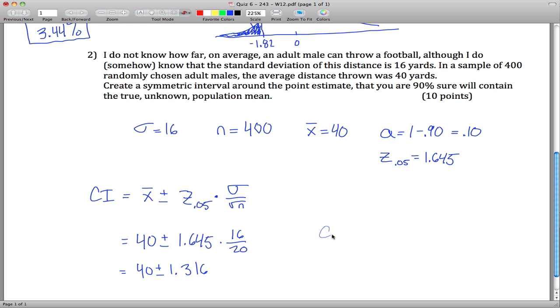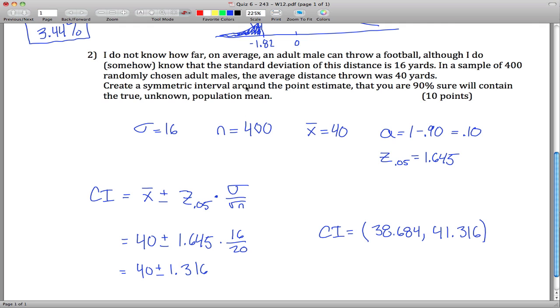So we get that our confidence interval is equal to 40 minus 1.316, which is 38.684, all the way up to 41.316. I think that's what it was asking for.